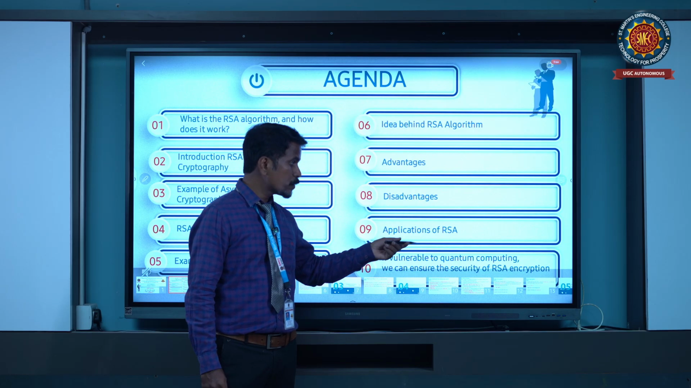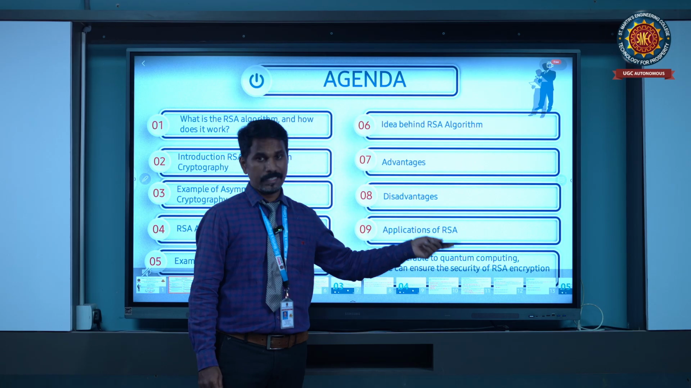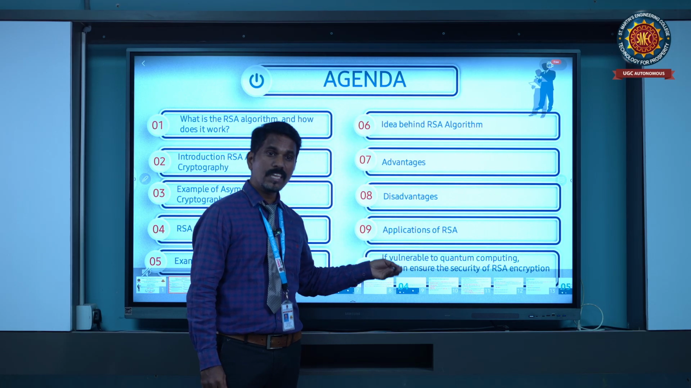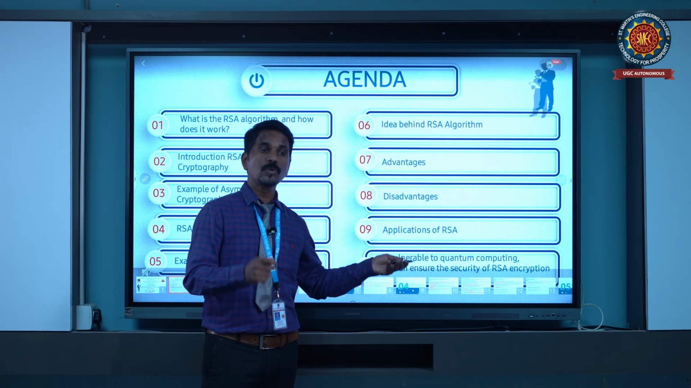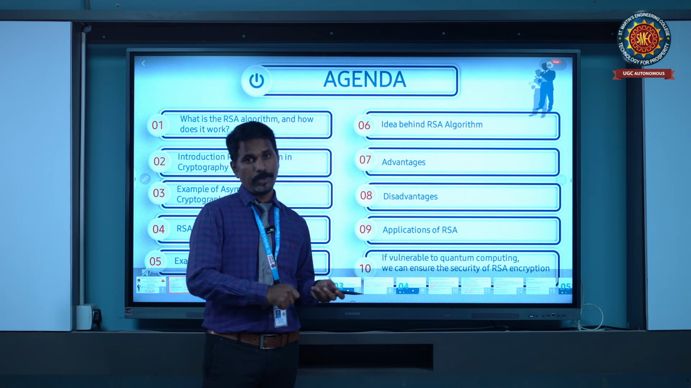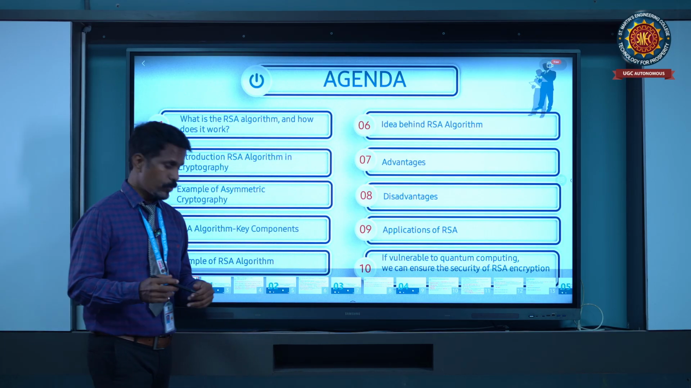If it is vulnerable to quantum computing, how can we ensure the security of the RSA algorithm? This is an important one. If vulnerability happens, how do we avoid it? What can you do to enhance security in the RSA algorithm? These are the topics we are going to discuss one by one.